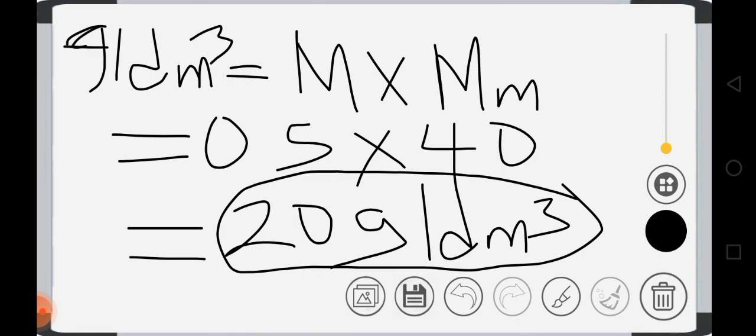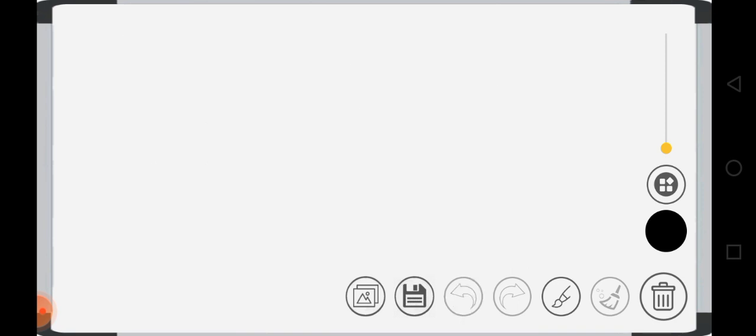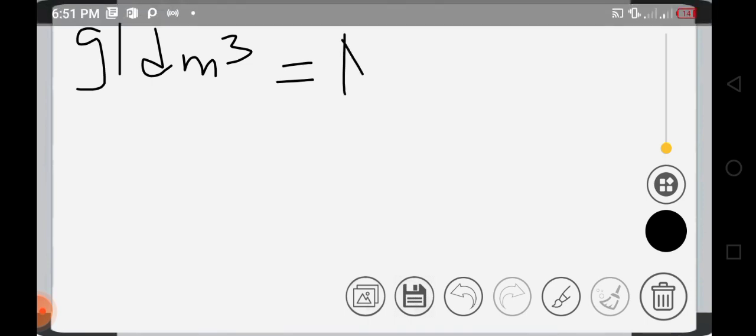So concentration in grams per dm cube will be equal to molarity times what? Molar mass. This is the molarity and this is the molar mass. So just multiply this, you get this in grams per dm cube. So just look at it. Grams per dm cube is equal to molarity times molar mass.